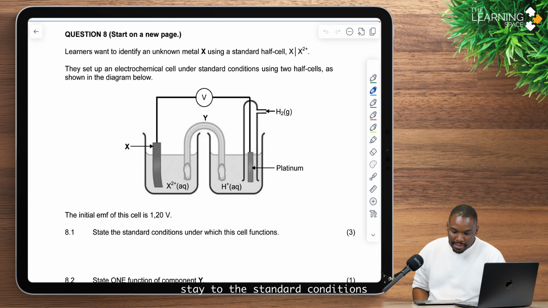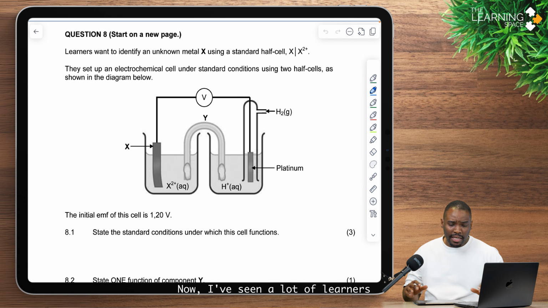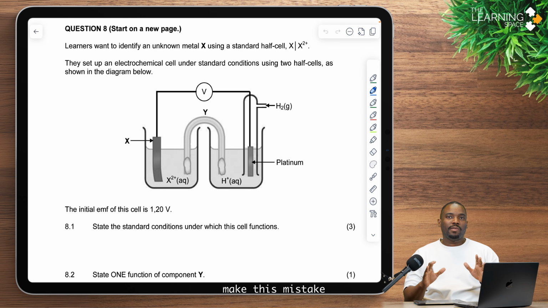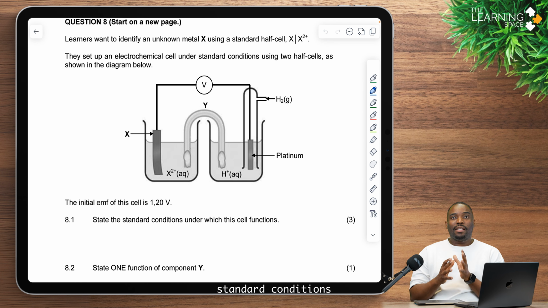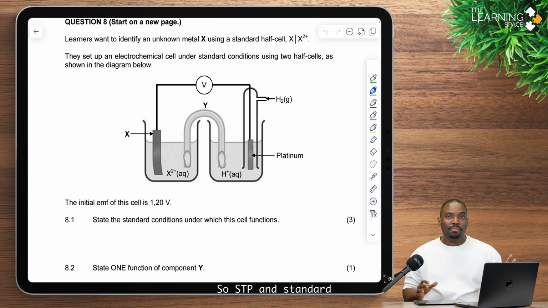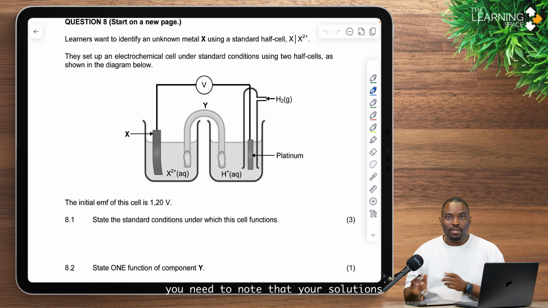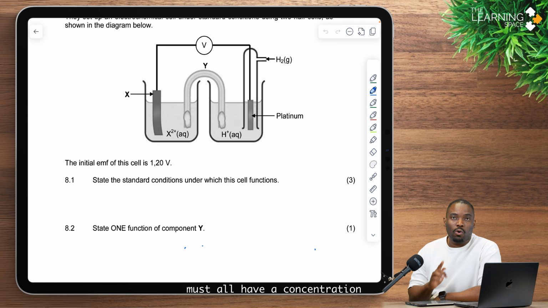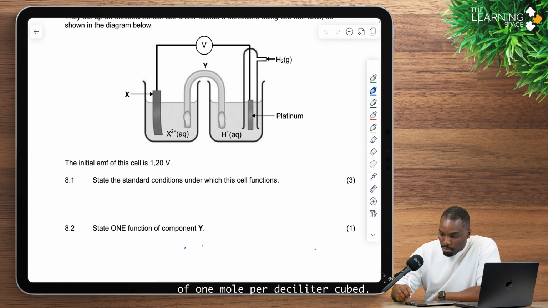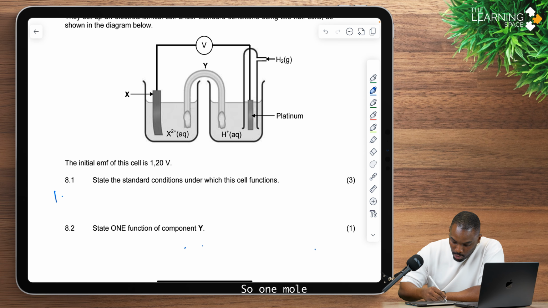8.1 says, state the standard conditions under which the cell functions. Now, I've seen a lot of learners make this mistake where they confuse standard conditions for standard temperature and pressure. So STP and standard conditions are two different things. So standard conditions, you need to note that your solutions must all have a concentration of 1 mole per decimeter cubed. So 1 mole per dm cubed.